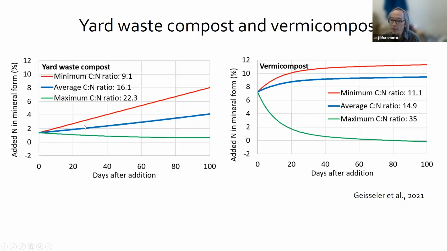Yard waste compost is highly variable too, and depends on the material and the composting process, I think. In this case, the maximum C:N ratio is really slow, almost negative, minus 2 to 1%. And the minimum C:N ratio 9 releases like 8% after 100 days. Vermicompost is also variable. The maximum C:N ratio 35 is almost 0, negatively immobilizing nitrogen. And the minimum C:N ratio is 11, and releases more than 10%.